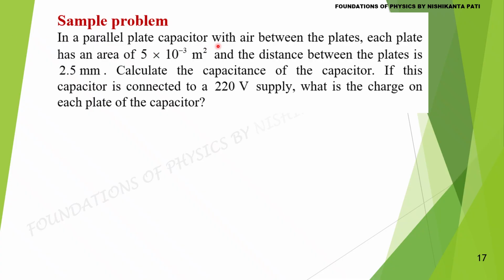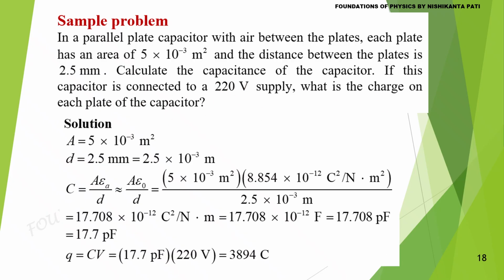In a parallel plate capacitor with air between the plates, each plate has a given area A. The distance D between the plates is given, and the capacitance is asked. If the capacitor is connected to 220 volts, the charge on each plate is asked.